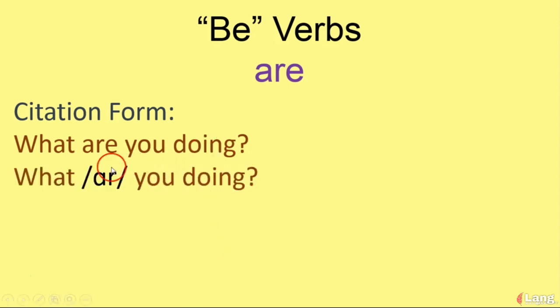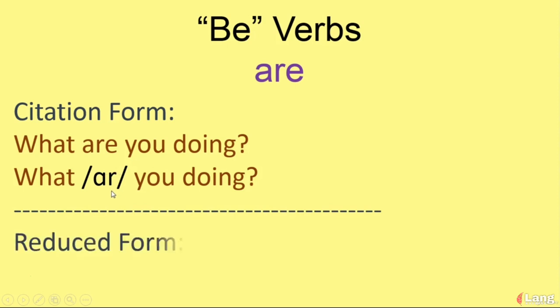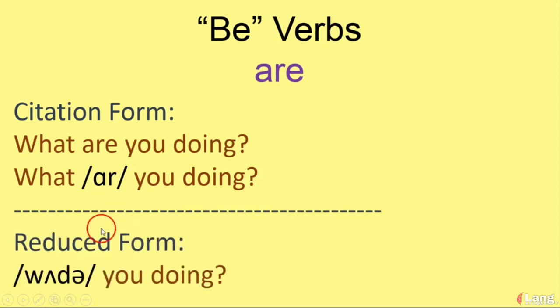In IPA format, the word are looks like this. And so we say, what are you doing? However, we don't say it like that in reduced form. In reduced form, are is simply written as a schwa and sounds like uh.